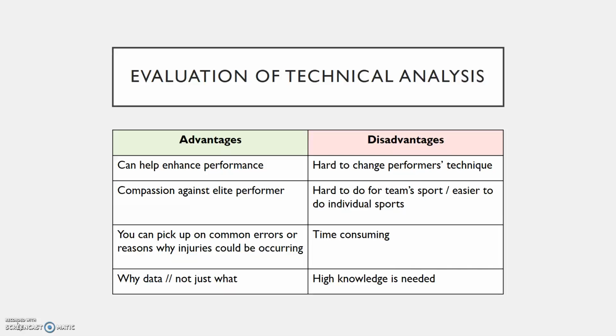Athletes are able to compare their technique to elite performance, to work out what they need to change about their performance to become better. Technical analysis can be hard to do for team sports and easier for individual sports. This is because you'll just be looking at one individual person and there'll be no one else in the way, so it's easier to see. You'll also be able to pick up common errors, which could indicate why injury is being caused and therefore be able to prevent it in the future.